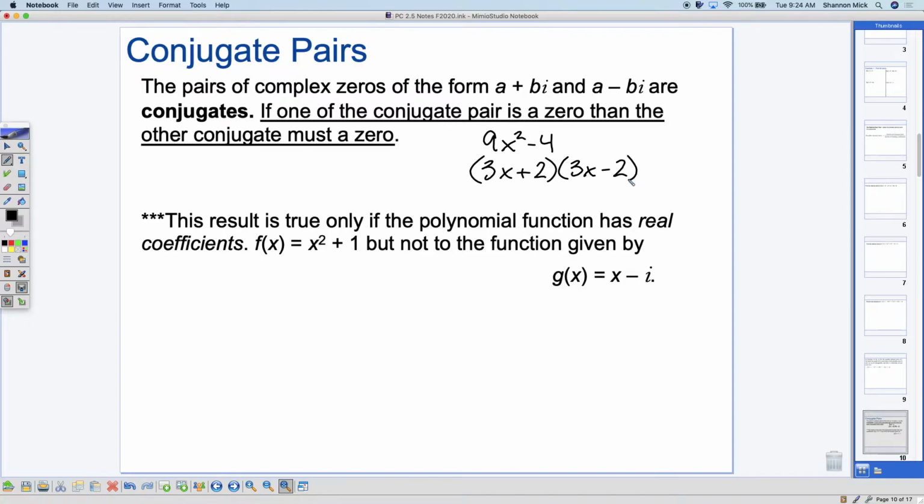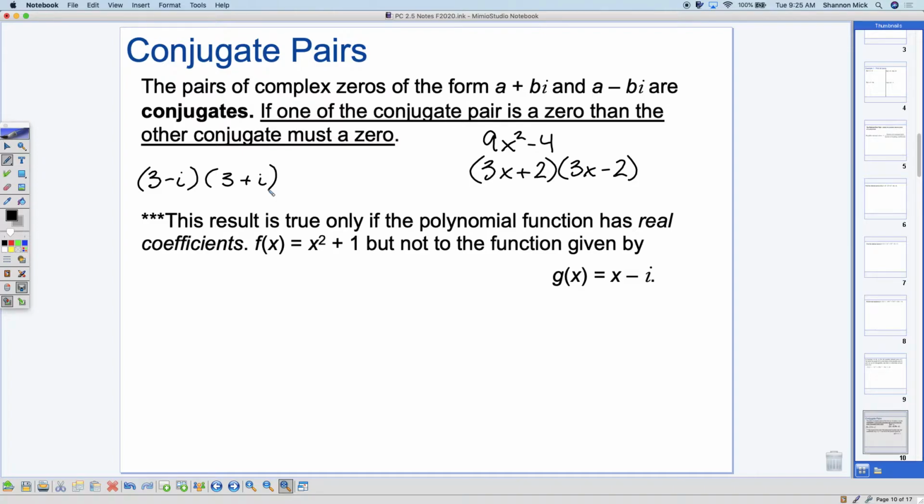Okay, that goes for imaginary numbers. What it says, if one conjugate pair is a 0, then the other conjugate pair must be a 0. So if I say, use the following zeros to find the rest of them, and I tell you that 3 minus i is a 0, what also has to be a 0? The other conjugate pair, or 3 plus i. So conjugate pairs have to be there. You can't just have one of them.